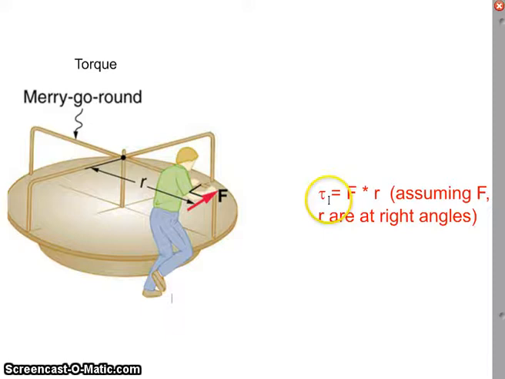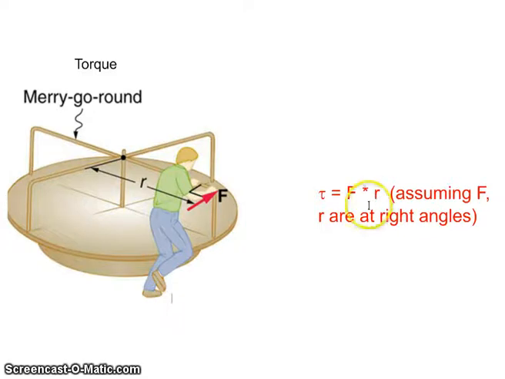Torque is this Greek letter tau, and it's a force times a distance from a pivot point. There's a more complicated version of this, but we're going to keep it simple here and just assume that the force and the torque arm are at right angles. So you can increase torque by either pushing harder or by getting further and further away from the center. And this, of course, is the principle of a lever.